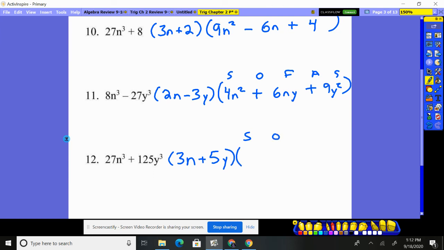Now we're just going to apply SOFAS. Square the first piece, 3n times 3n, 9n squared. O, opposite. Well, this was addition, so it's now going to be subtraction. Fuse. So 3n times a 5y is 15ny. A, always add. And finally, square the 5y. 5y times 5y, 25y squared. There's problems 9, 10, 11, and 12 for you.